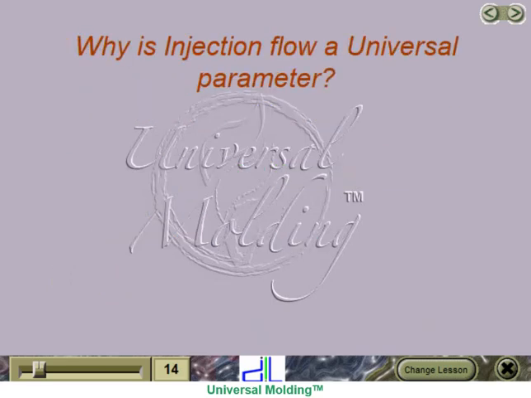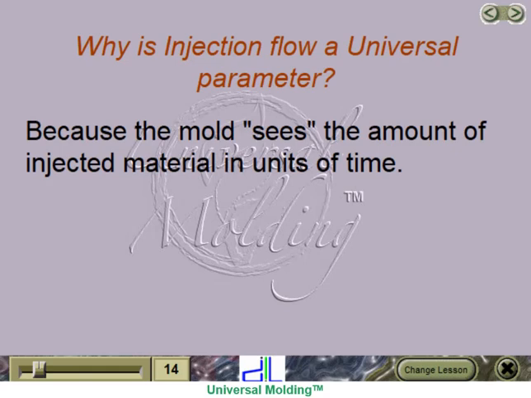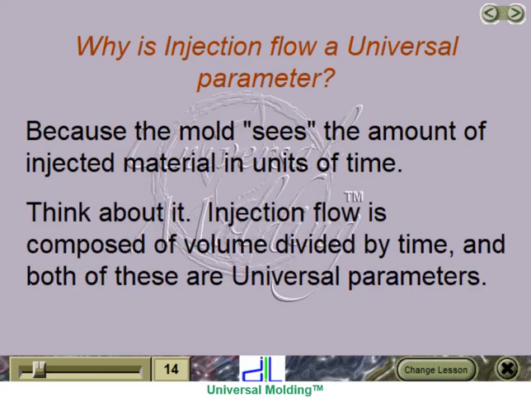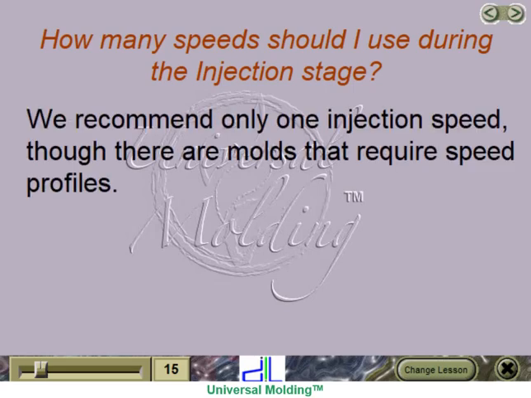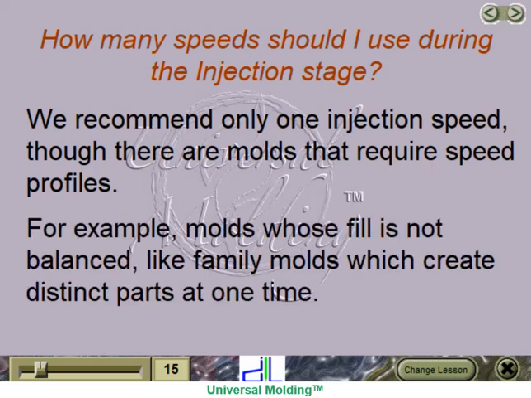Why is injection flow a universal parameter? Because the mold sees the amount of injected material in units of time. Think about it. Injection flow is composed of volume divided by time, and both of these are universal parameters. How many speeds should I use during the injection stage? We recommend only one injection speed, though there are molds that require speed profiles. For example, molds whose fill is not balanced, like family molds which create distinct parts at one time.